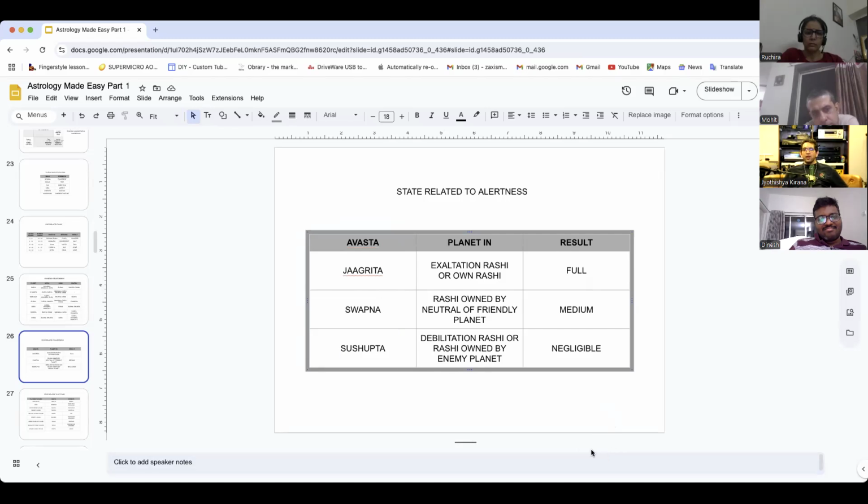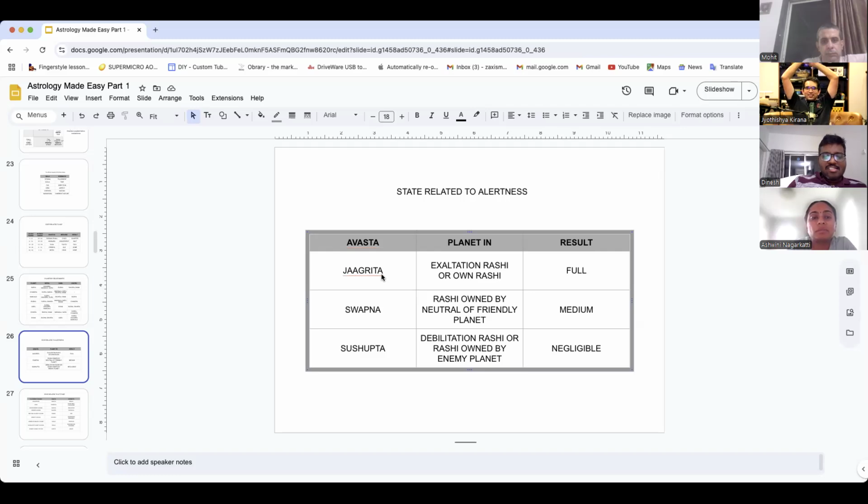So for example, if you have a graha in Sushupta Avastha, that means it is either in debilitation, Nicha, or in a place owned by an enemy, like Surya going into Shani's place in Sushupta Avastha. Getting my point? But he is not relaxed, right? No, he is not relaxed, because he is in the enemy's house. Mangala going into Karka is a problem.